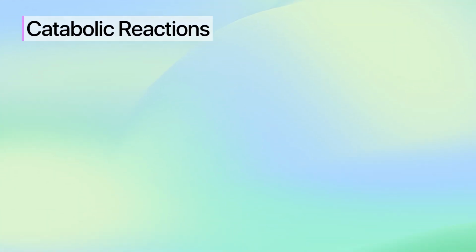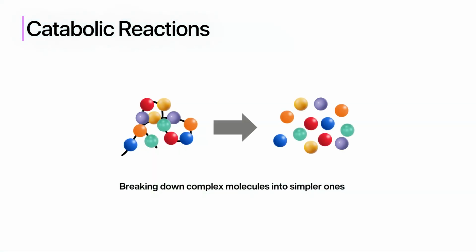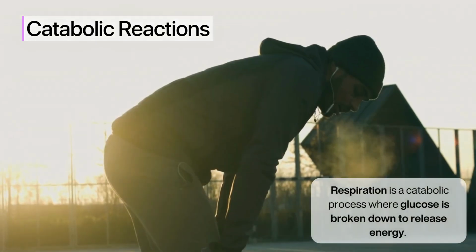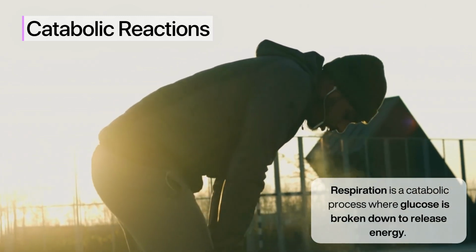Now, let's look at another type of metabolic reaction. Catabolic reactions involve breaking down complex molecules into simpler ones, releasing energy that can be harnessed for cellular activities. This is the opposite of an anabolic reaction. Let's look at some examples. Firstly, respiration itself is a catabolic process where glucose is broken down to release energy.